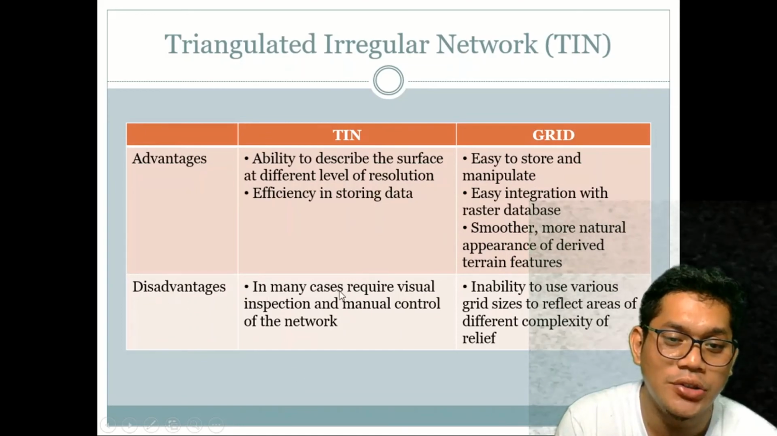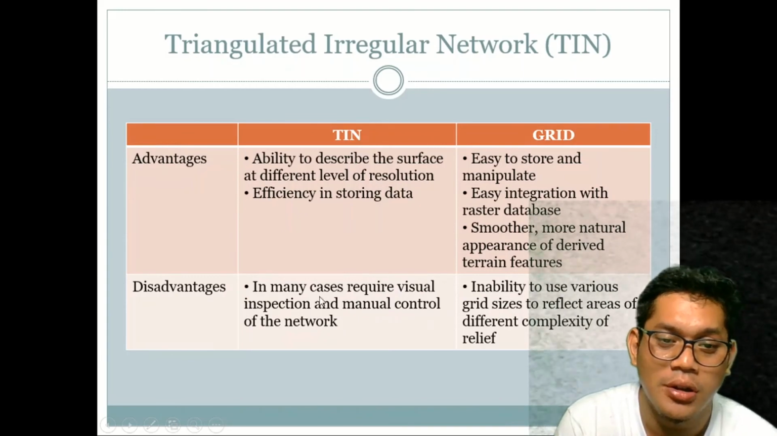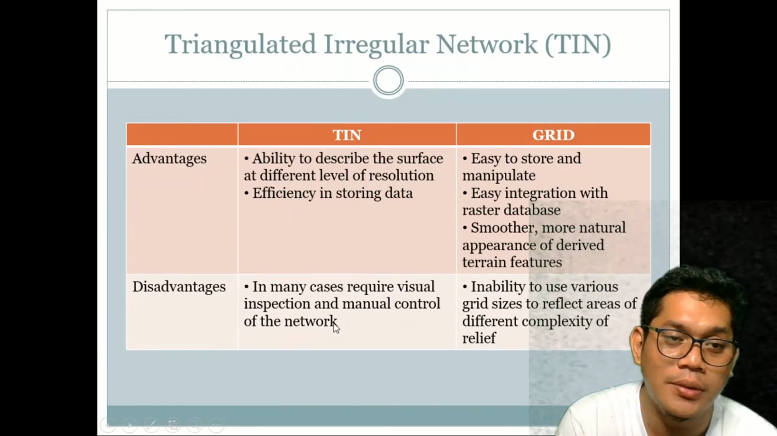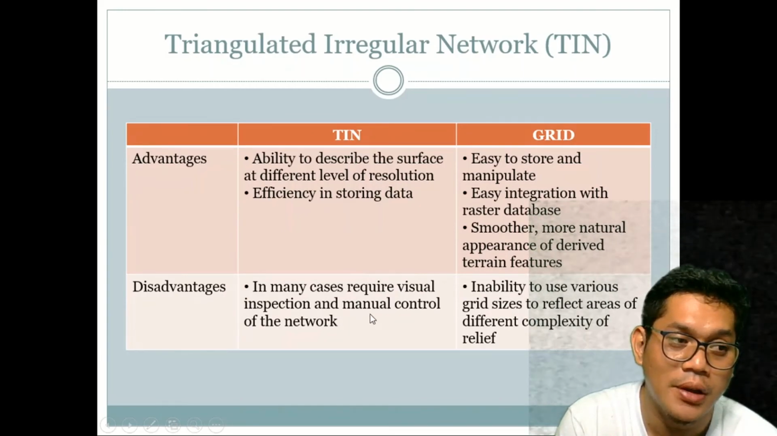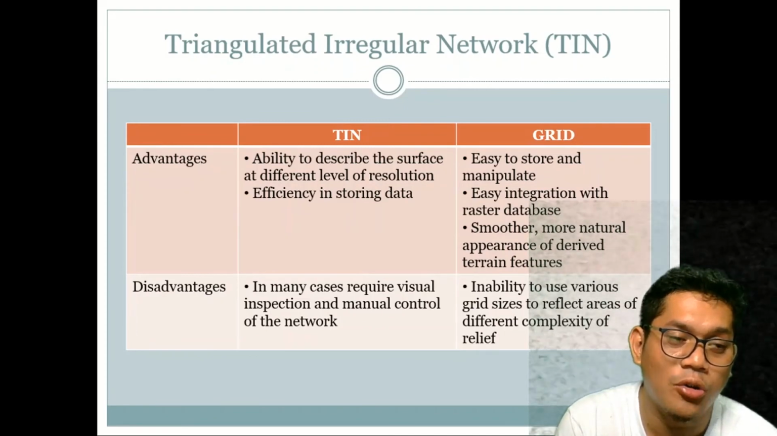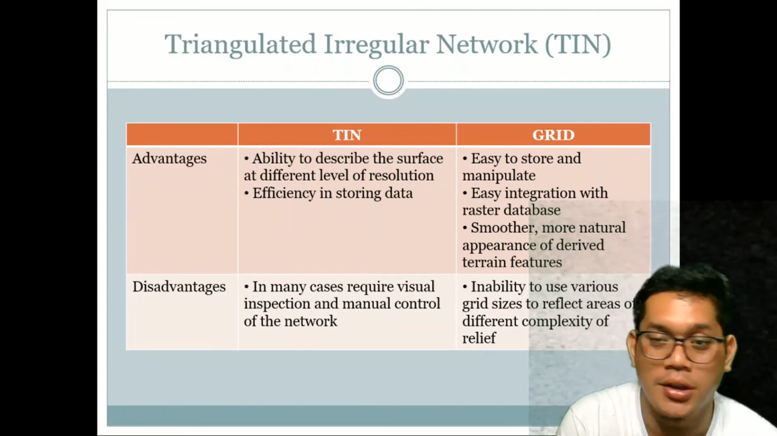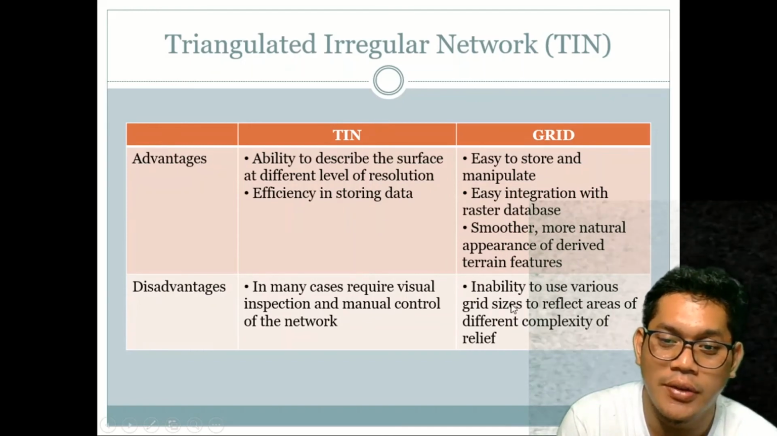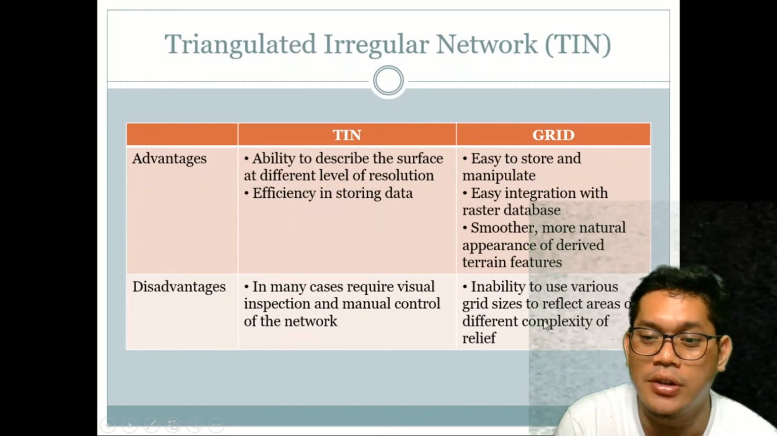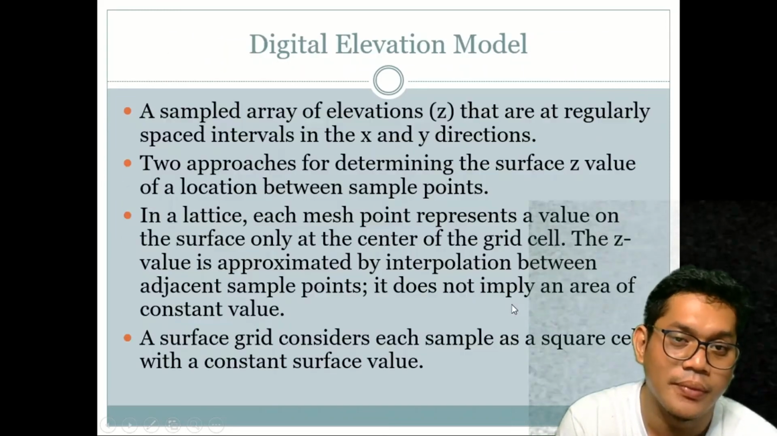However, the disadvantage for the TIN is that it requires visual inspection and manual control of the network, especially when the points are quite sparsely distributed. Therefore, the generated TIN will be of questionable quality. And for the grid, the disadvantage is the inability to use various grid sizes to reflect areas of different complexity of the relief.